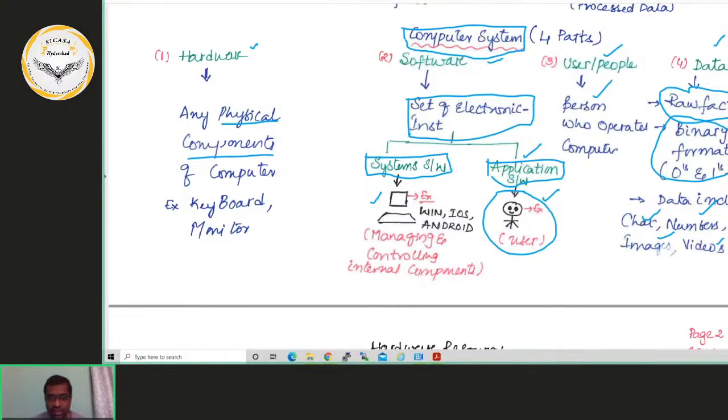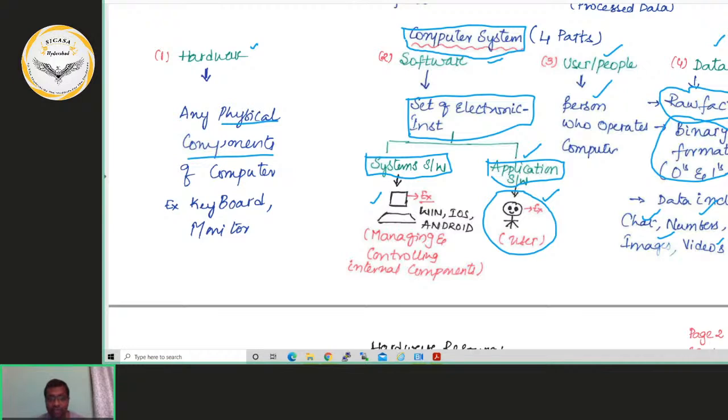So this is about the components, the critical parts of a computer system. What are the critical parts of a computer system? First one is hardware, second one is software, third one is user or people, fourth one is data. What do you mean by hardware? Any physical component of a computer is called hardware. What do you mean by software? Software consists of a set of electronic instructions. How many types of software do we have? Two types: system software and application software. The third one is user or people, and the fourth one is data. So this is about the computer system.